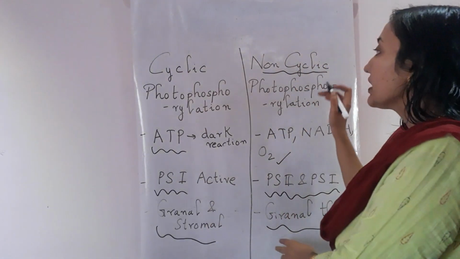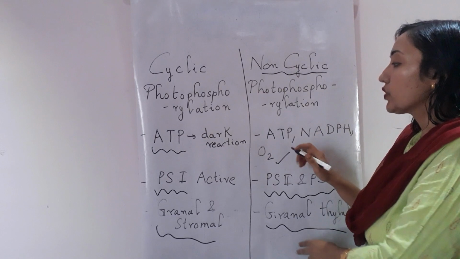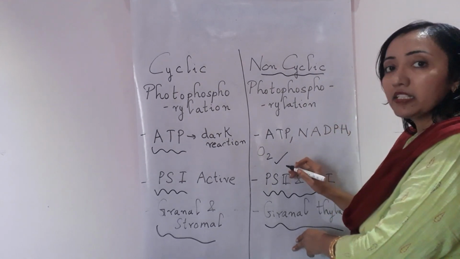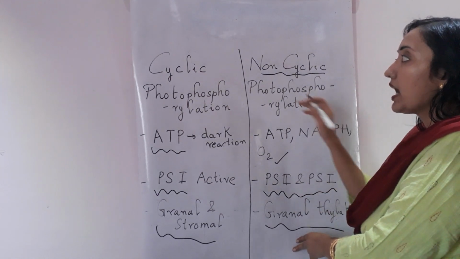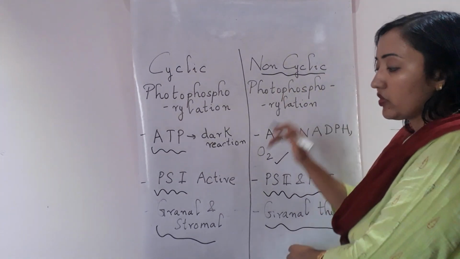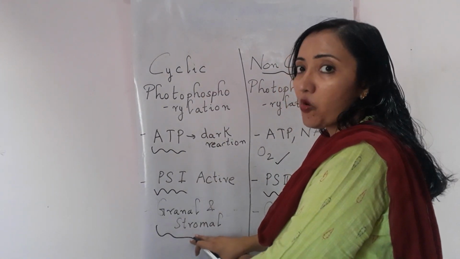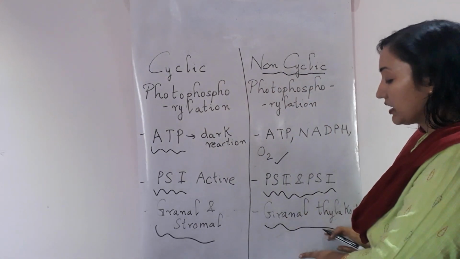And in non-cyclic flow of electrons, what is happening in non-cyclic photophosphorylation? Three things are produced: ATP, NADPH and oxygen. Both photosystem 2 and photosystem 1 are active in non-cyclic flow of electrons. Cyclic flow of electrons occurs in the granule and stromal thylakoid, whereas non-cyclic flow of electrons happens in the granule thylakoid.